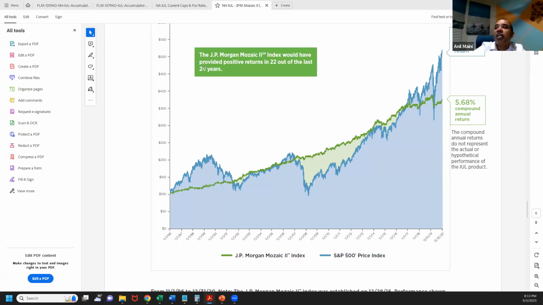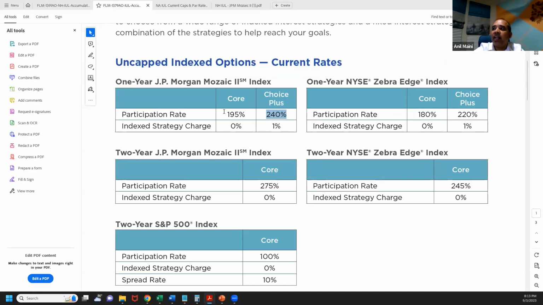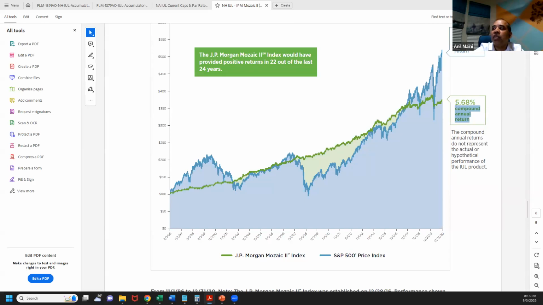Okay. Over the last 24 years, it would have provided a positive return in 20 of them. Okay, previous 24 years average. So the main benefit: if the index is performing 5.68 and we are getting 195% participation rate with zero fee, that means the client will make almost 11%, or 10.5%, or around 10% compound interest, which is really exceptionally good, right? That means by the rule of 72, every 7 years money will double.